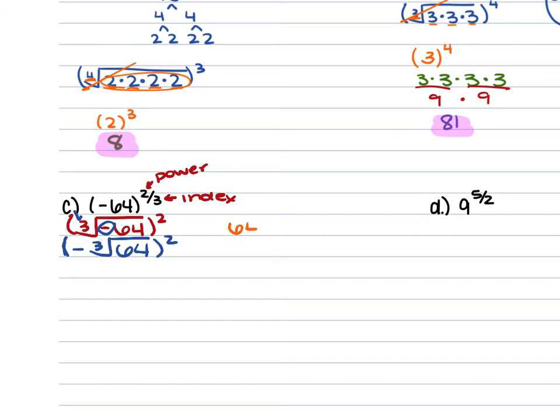So I'm going to take the prime factorization of 64. We have 8 and 8. The 8 is 4 and 2. 4 is 2 and 2.